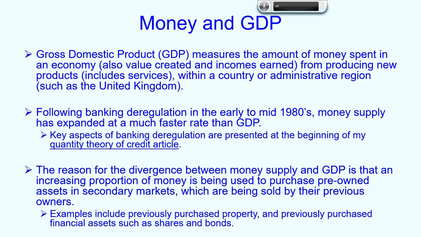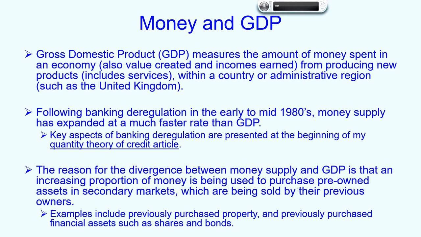So there are three ways of measuring GDP which produce the same outcome, the same result. You can measure GDP by looking at expenditure on new goods and services, by looking at value added created by business, or incomes earned by the various factors of production, land, labour, capital and enterprise. And all those measures of GDP produce the same result.